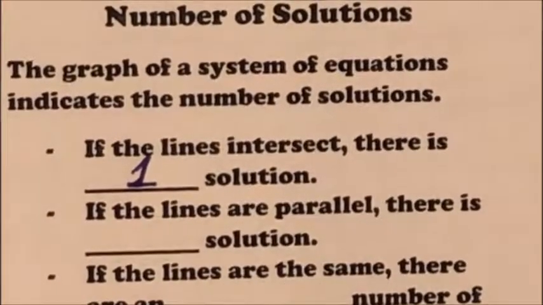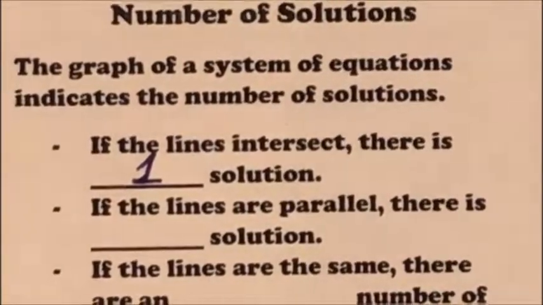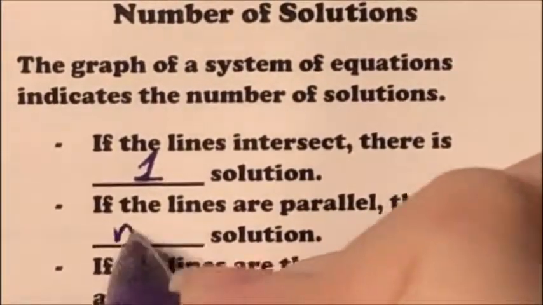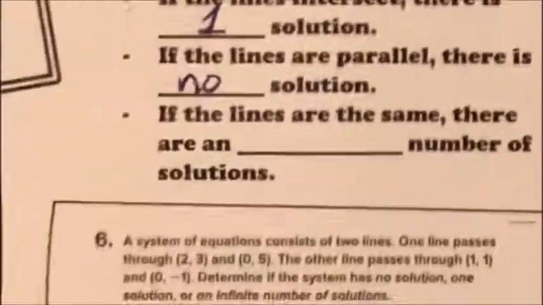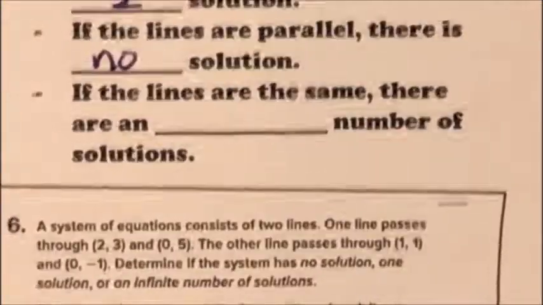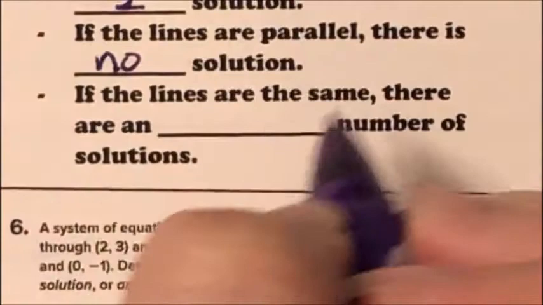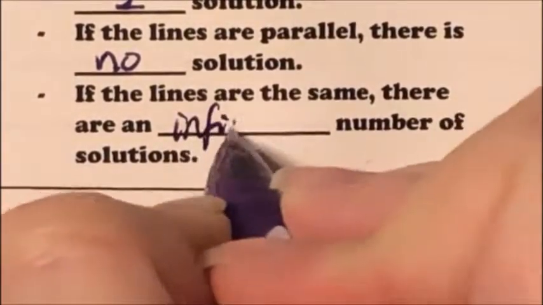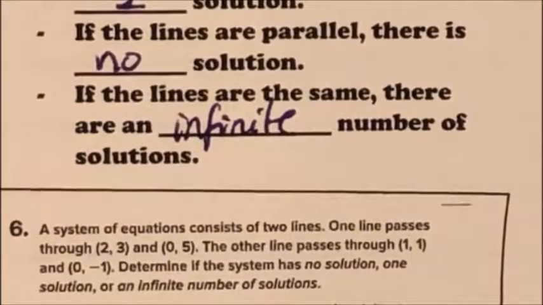Okay. If the lines are parallel, so it means they never touch, there is no solution. And if the lines are the same, there are an infinite number of solutions. Okay? Goes on without end because they're the same exact line. Doesn't matter what number you plug in, and it will work for both equations that are given. Okay? So let's look at a couple of examples.